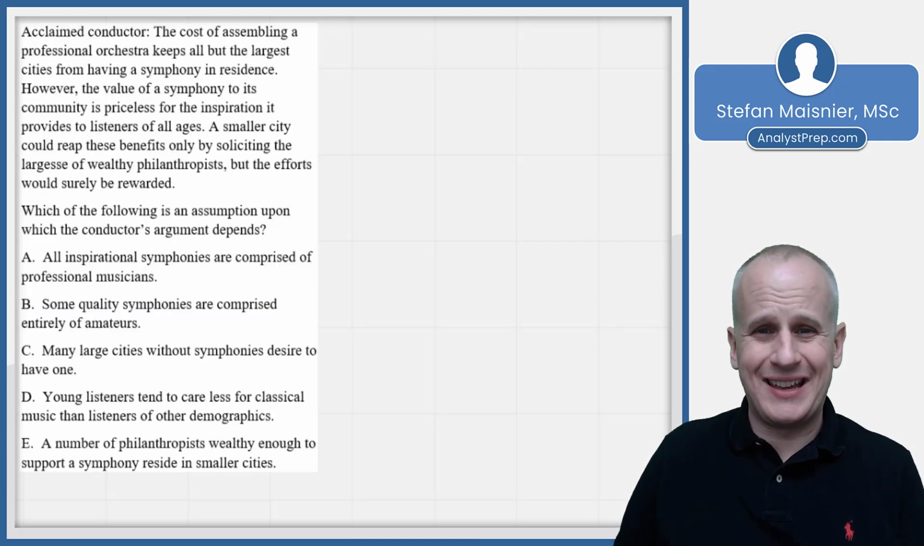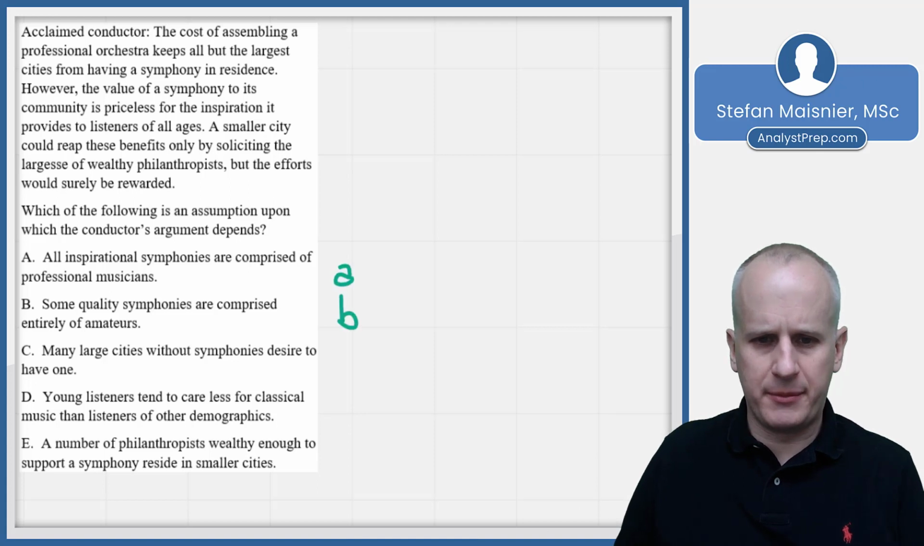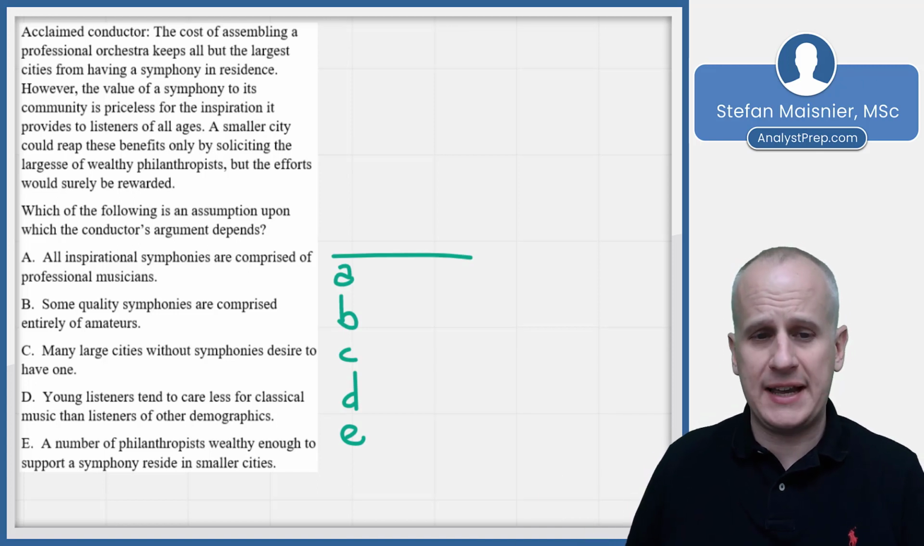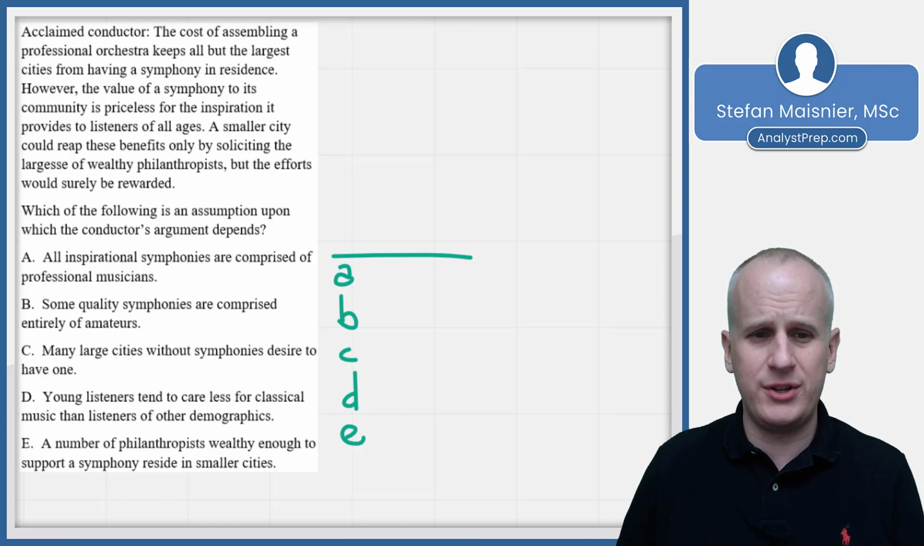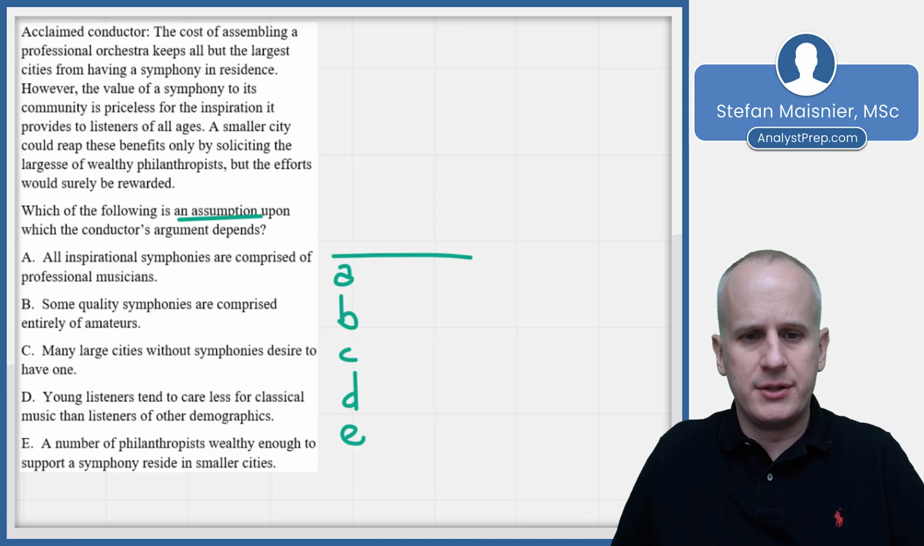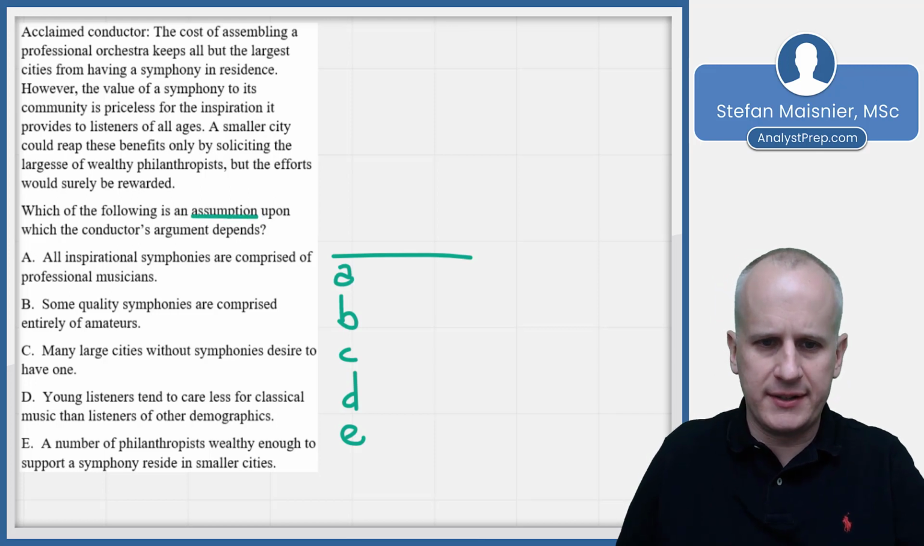So here we have a sample critical reasoning style question for the exam. And we've got A, B, C, D, E, and we put a little line over top for our potential task. And we start with which of the following is an assumption upon which the conductor's argument depends. So we can clearly see we need to find an assumption.